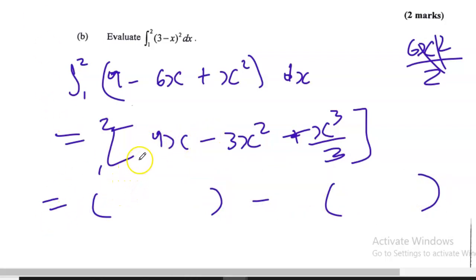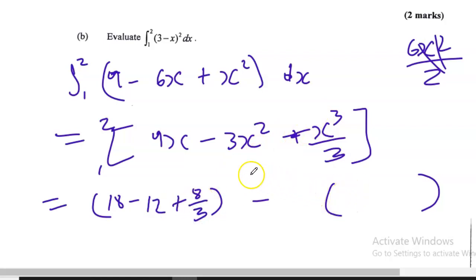Alright, in the first bracket, replace x with 2. So 9 times 2, that's 18. Minus 3 times 2 squared; well, 2 squared is 4, multiply that by 3, negative 12. And then 2 cubed, that's 8 over 3.